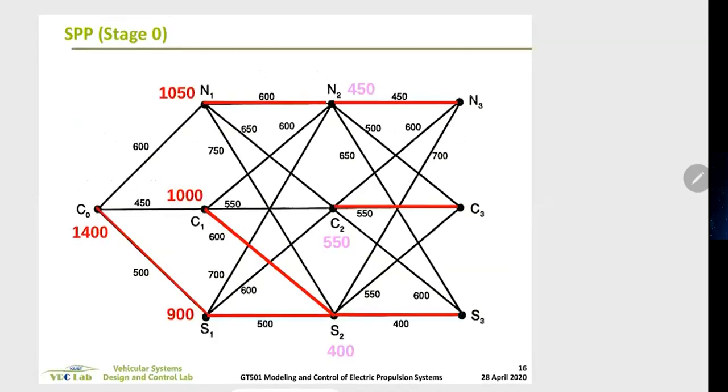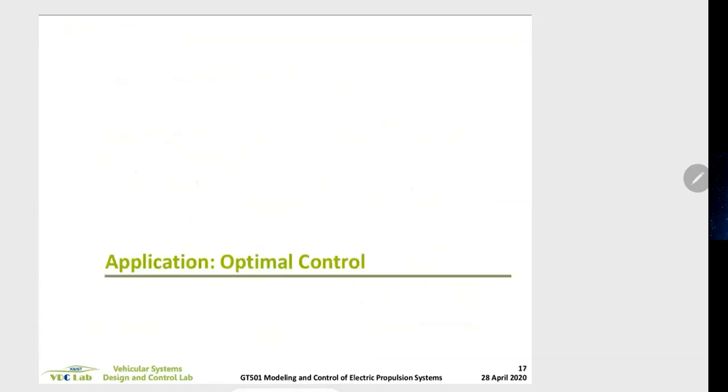Okay, so we finished how DP is actually computed numerically using an example. And the next part is how DP is applied to solve optimal control problems. And this is actually the tricky part.